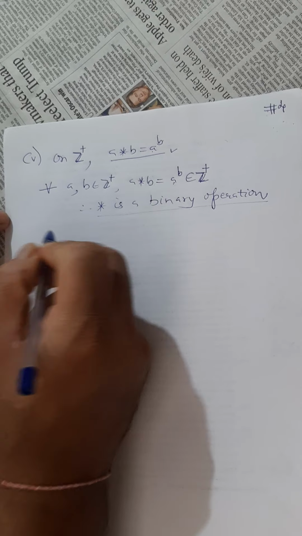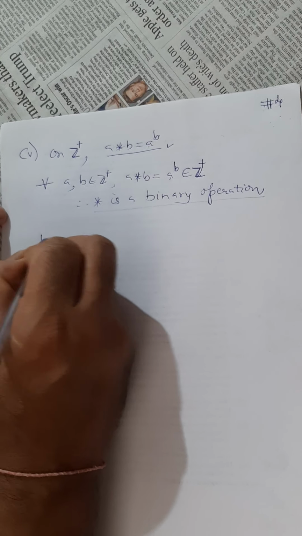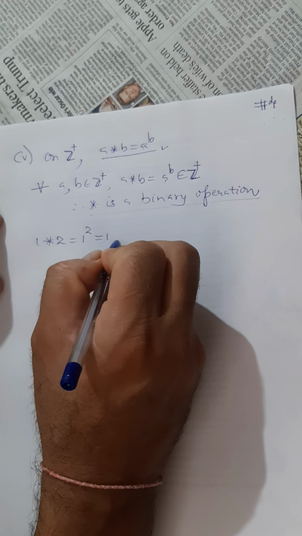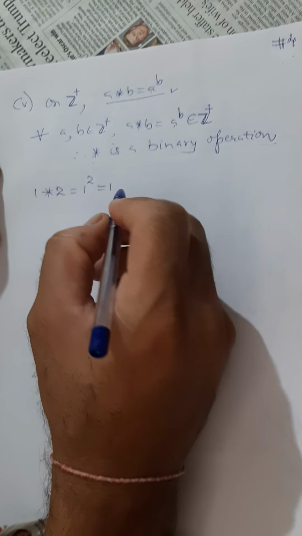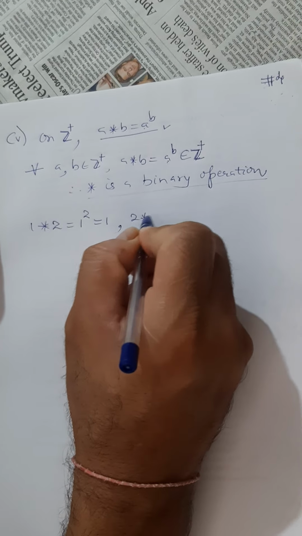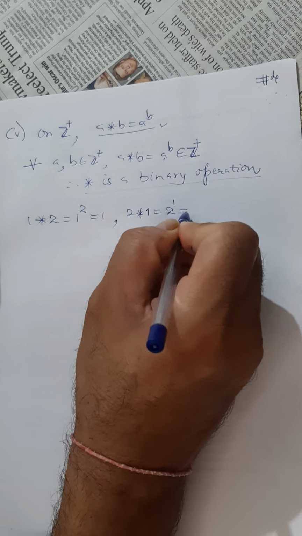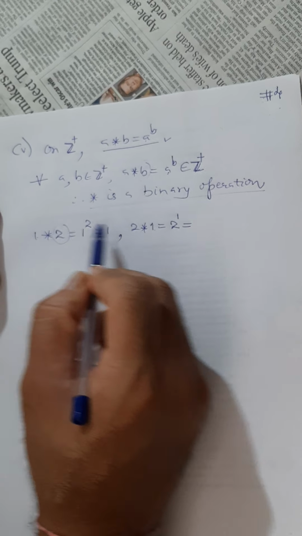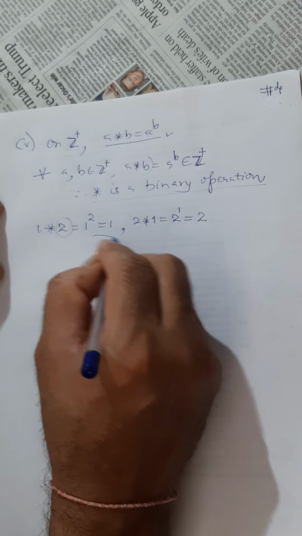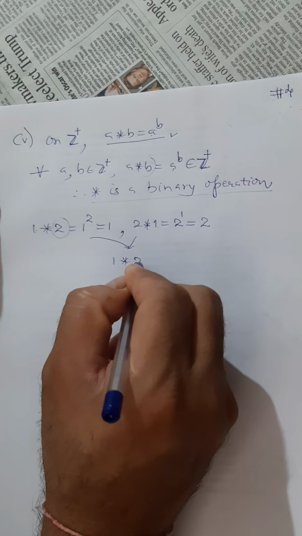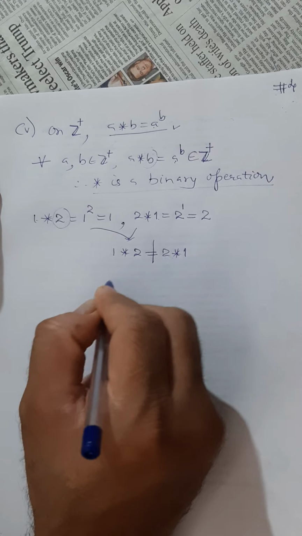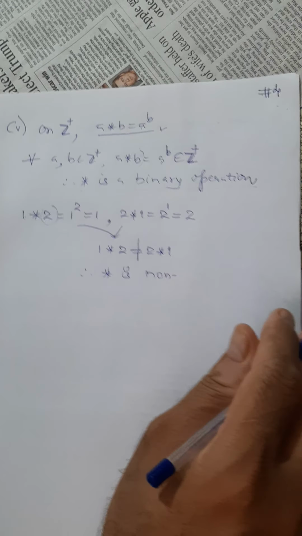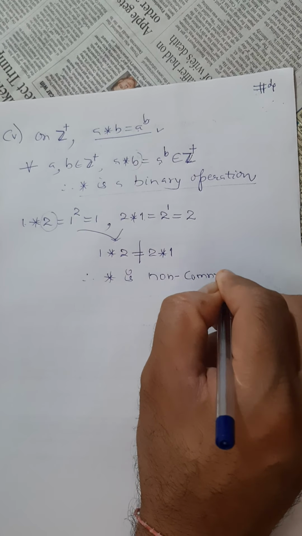Now for commutativity, take for example 1 asterisk 2. What is that? 1 raised to 2, which is 1. Find 2 asterisk 1. What is that? 2 raised to 1, this number raised to this number, remember, which is 2. So what's the conclusion? 1 asterisk 2 is not the same as 2 asterisk 1. And therefore this asterisk operation is non-commutative.